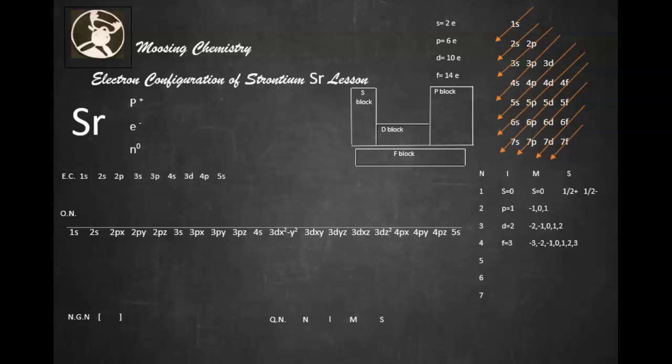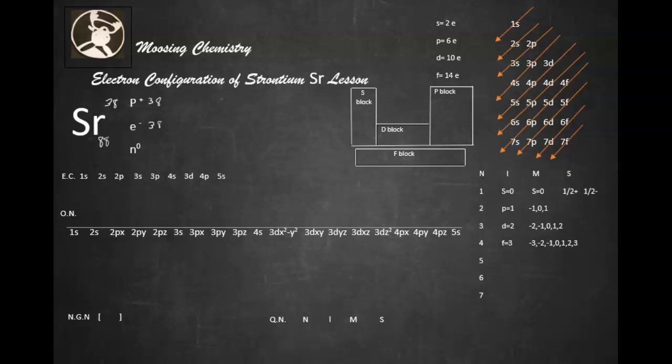This is the Electron Configuration of Strontium, Sr, lesson. Strontium is the 38th element on the periodic table, so we're going to write 38 right here for our atomic number. Its atomic mass number is going to be 88. Since the atomic number is 38, we have 38 protons and 38 electrons.